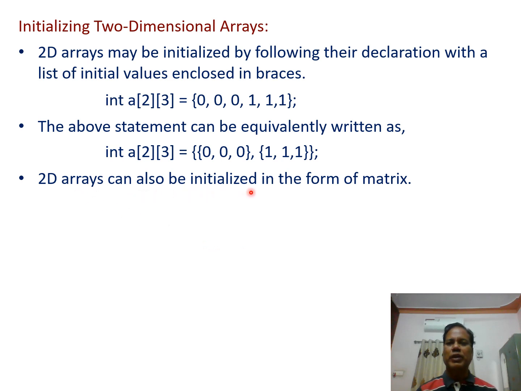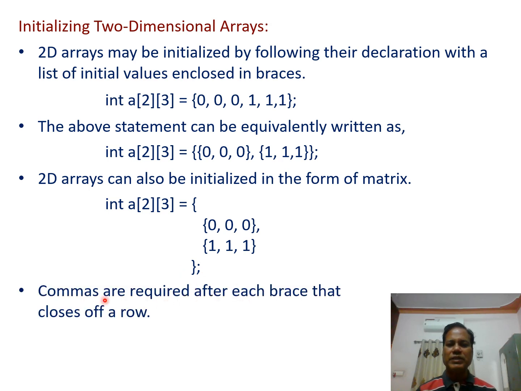A 2D array can also be initialized in the form of a matrix like this one. So again this is the first row. The same thing, previously written, is written like this in the form of a matrix. First row, this one is the second row, and the first row and second row are separated by a comma, and at the end we put a semicolon. Commas are required after each brace that closes a row.